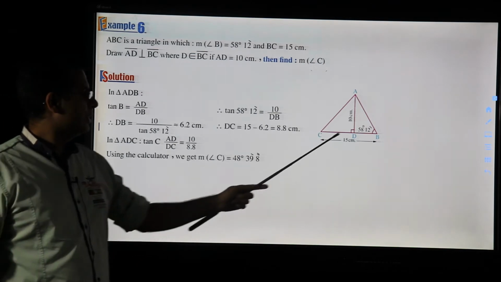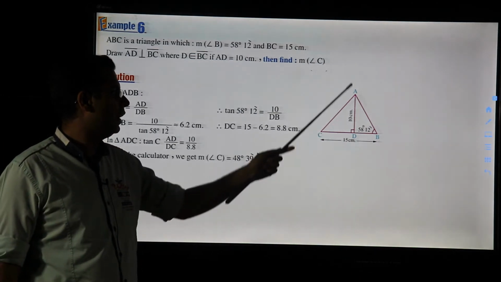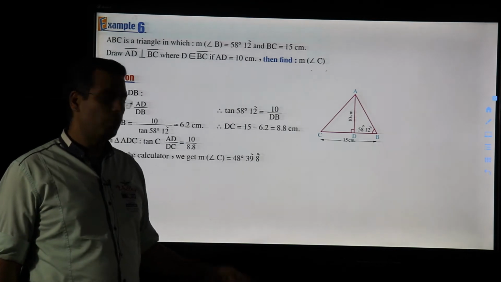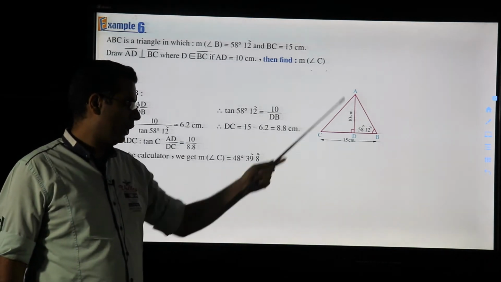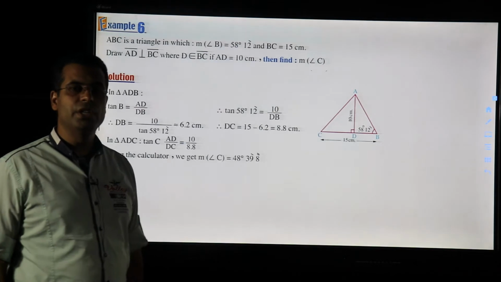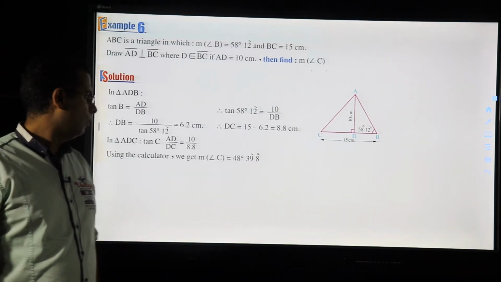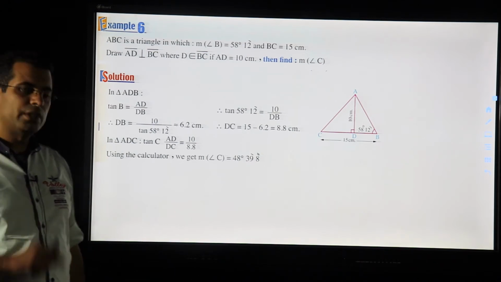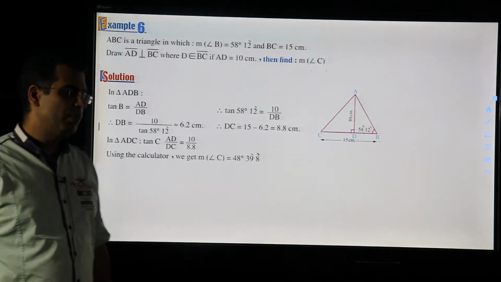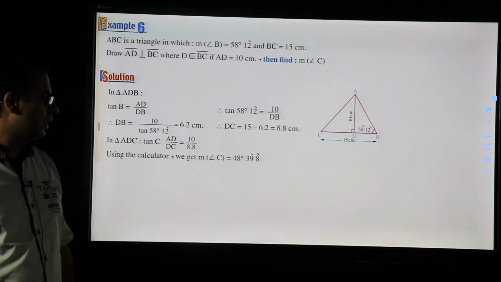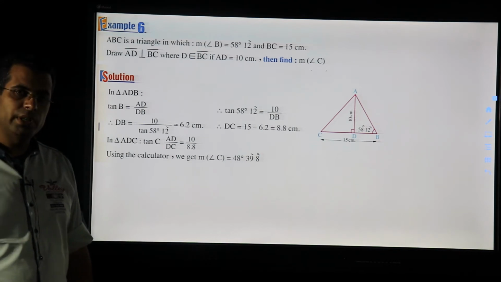Now we have CD and we have AD, 10 centimeters. We want to find measure of angle C. We have opposite and adjacent. We can use tan. Therefore tan C equals 10 over 8.8. Press shift tan to get the measure of angle C, which is 48 degrees 39 minutes 8 seconds.